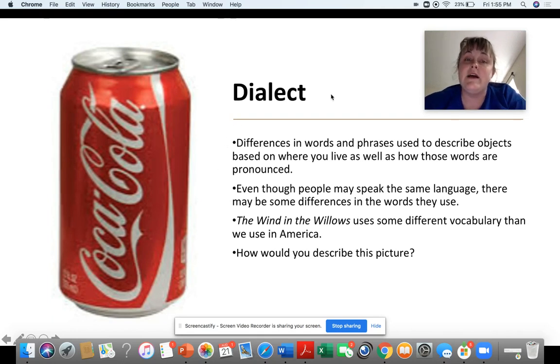And this is called dialect. Dialect describes differences in words and phrases used to describe objects based on where you live, as well as how those words are pronounced.